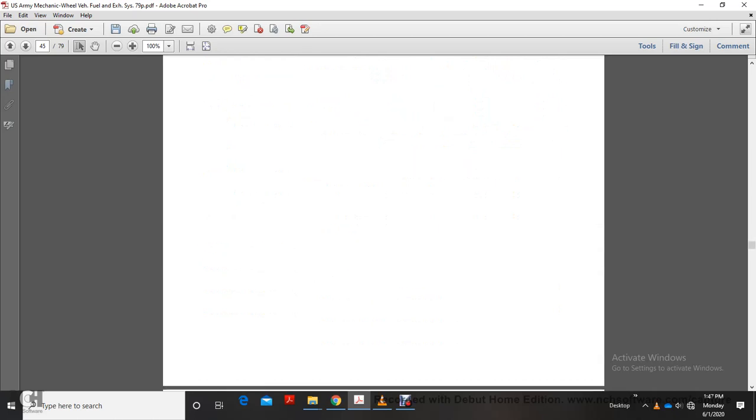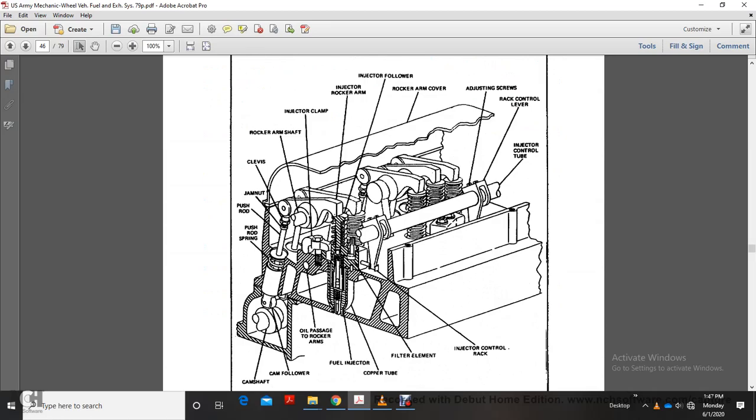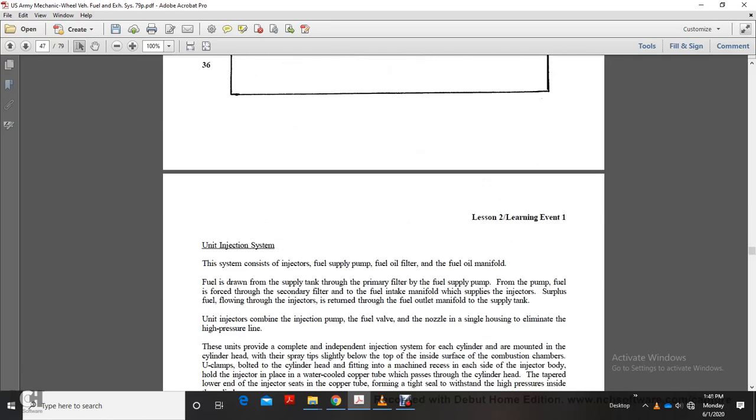Figure 14 shows a unit injection system, which is not pictured here. It's shown starting from the top: injector follower, rocker arm cover, adjusting screw, rack control lever, injector control tube, injector control rack, filter element, and copper tube, fuel injector, oil passes through the rocker arms, and then the cam follower, camshaft, push rod spring, push rod, jam nut, clevis, rocker arm shaft, injector clamp, injector rocker arm, injector follower, and back up to the rocker arm cover.